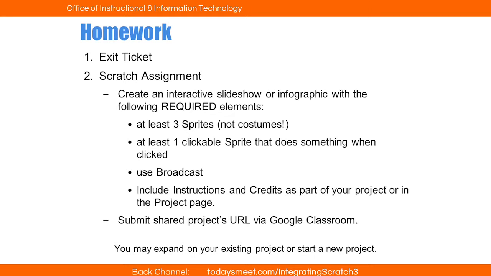And at least one of those sprites should be clickable, and it should do something when you click on it, or some other sprite should do something when you click on it. You should use broadcast. And I would like to encourage you to use instructions and credits as either part of your project or in the project page. So you can have the instructions display right on the beginning of the project, or you could have it in the credit page on the project page. And then again, submit it through Google Classroom. You can use your existing project or start a new one.